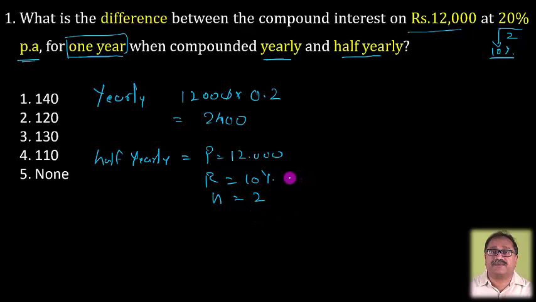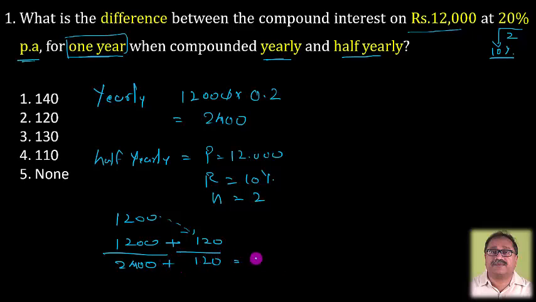So let's take the first half year. What is the interest? 10% on 12,000, so that is 1,200. And for the second half year, again 10% on 12,000 plus the interest on the previous interest. So here 10% on 1,200, which is 120. So this 2,400 plus 120 gives the total of 2,520. This is when compounded half yearly.